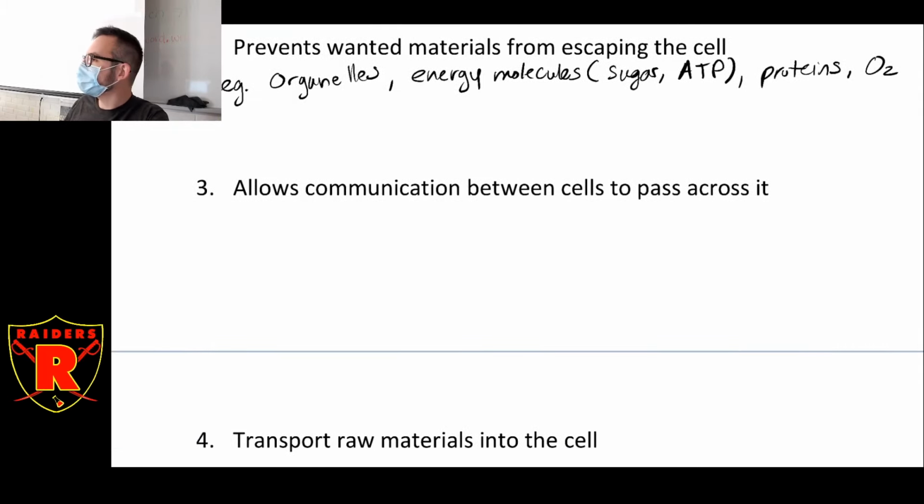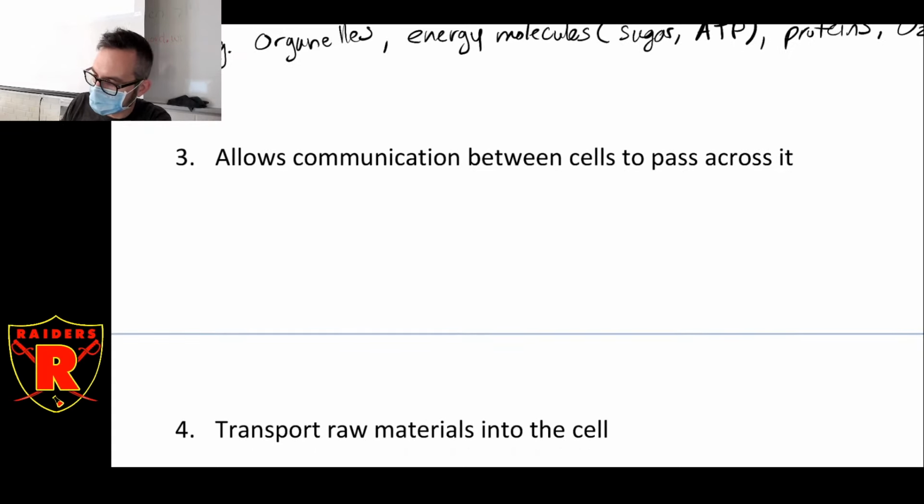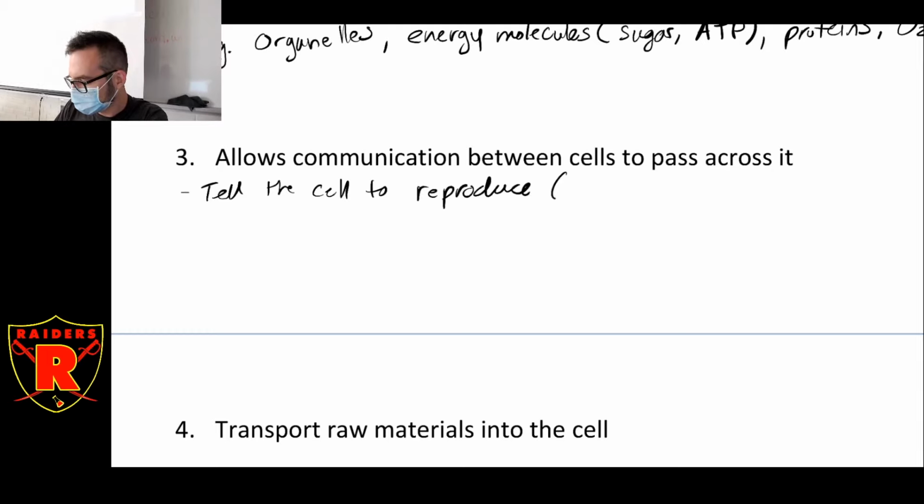It also allows communication between cells. So some of those proteins that are going across the membrane allow the cell to talk to cells that are nearby. Like the cell next door says, oh, there's an injury over here. You need to make a copy of yourself to fill in the gap, or whatever. Cells can communicate to each other through these proteins. They can send a signal. So, communication between cells. You could tell the cell to reproduce. It's mitosis.